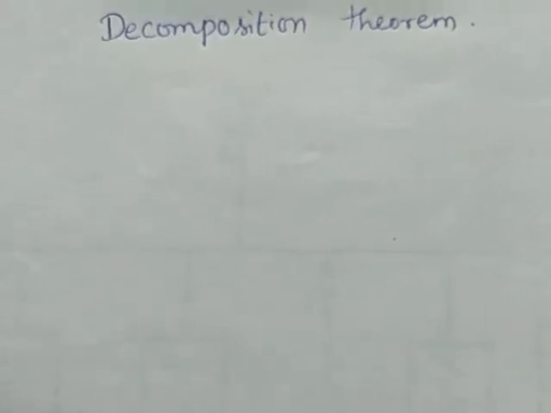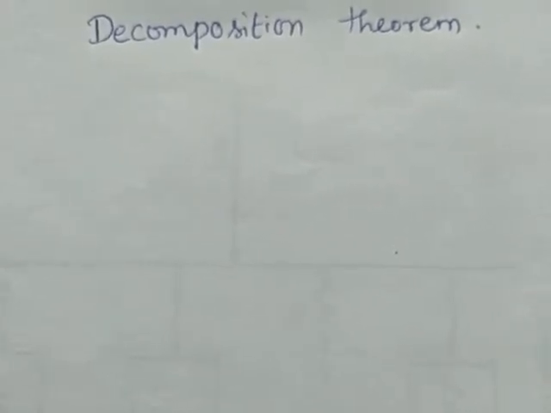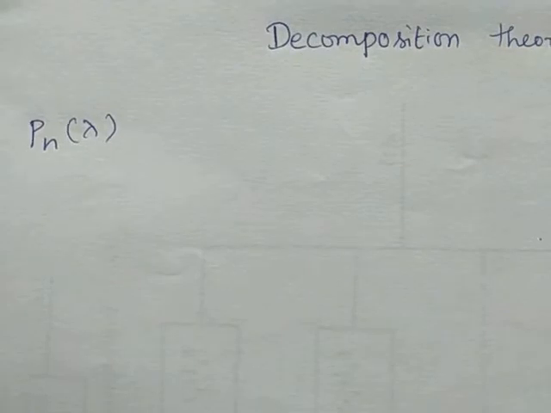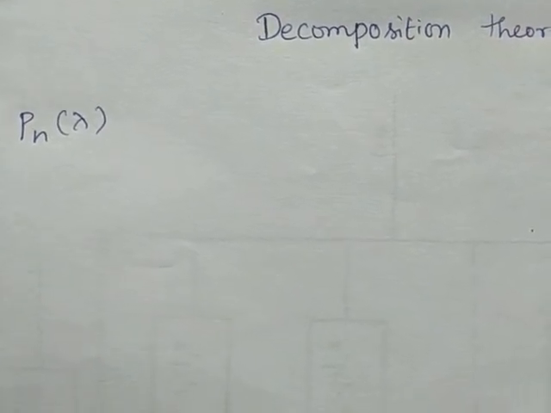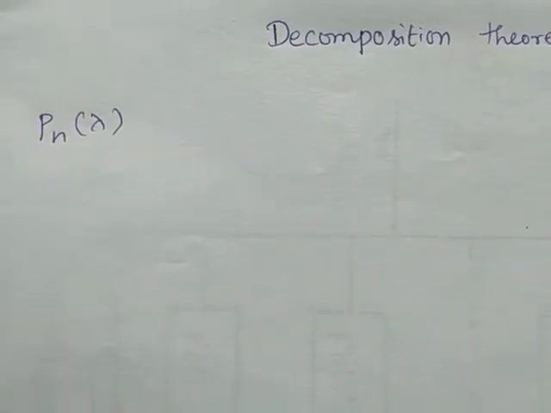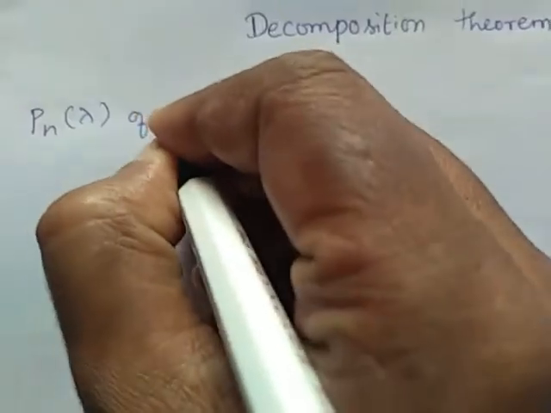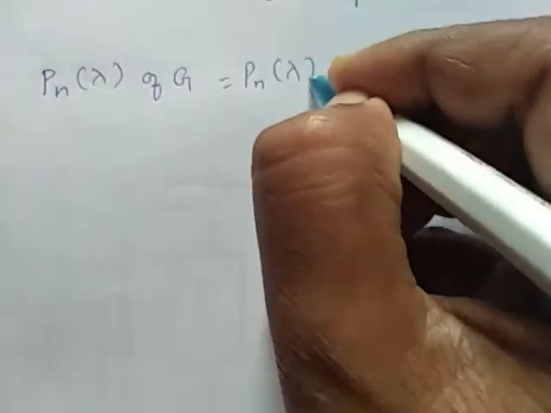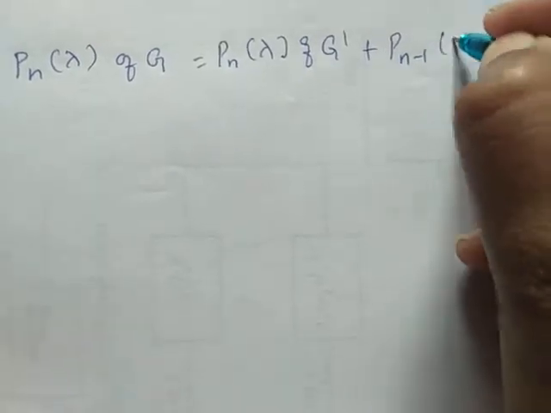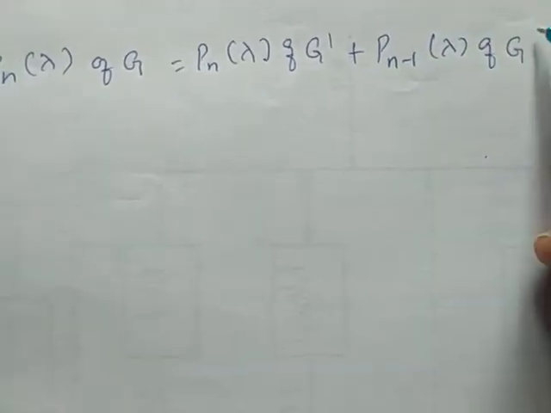Hello everyone. In this video we are going to study the decomposition theorem. So what is the decomposition theorem? Pn of lambda. We know what Pn lambda is. Pn lambda denotes the chromatic polynomial with lambda number of colors, and the graph is having n number of vertices. So Pn lambda of G, our given graph, is equal to Pn lambda of G dash plus Pn minus 1 lambda of G double dash.